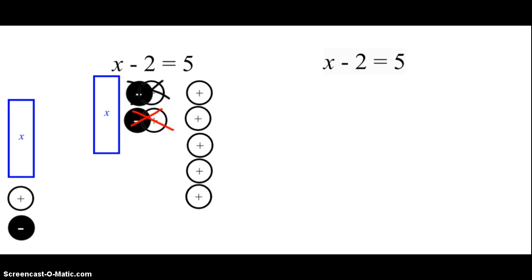But remember, if I do it to one side of the equation, I have to do it to the other. So I'm going to put a positive to match the positive that I put here, and a positive to match the positive that I put here. But what you're going to notice this time is now nothing cancels out on this side of my equal sign, but instead this is the answer for my equation. So if I count up what's in there, 1, 2, 3, 4, 5, 6, 7, I have 7 positive counters. So in this case, x is equal to 7.